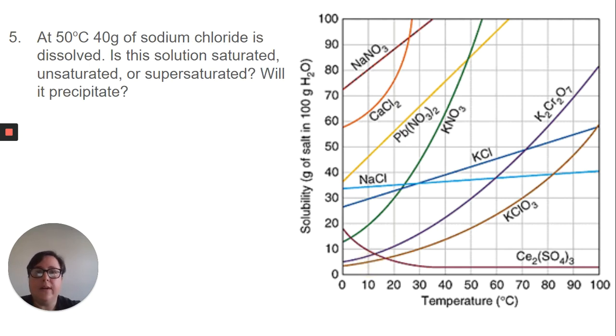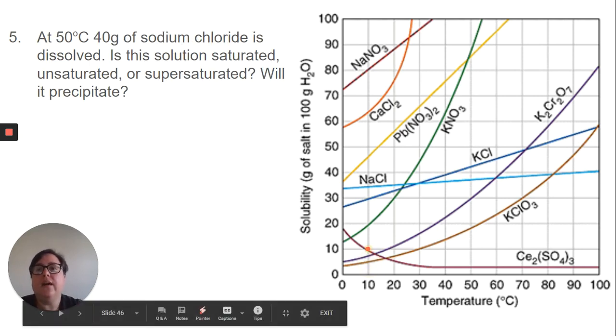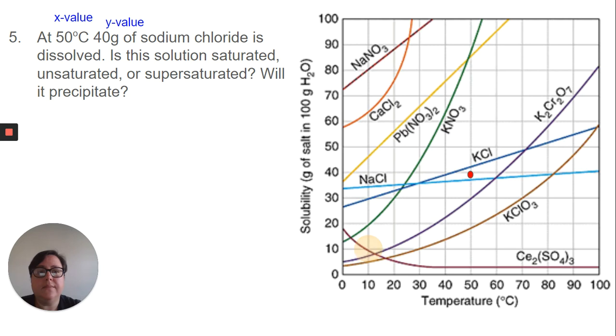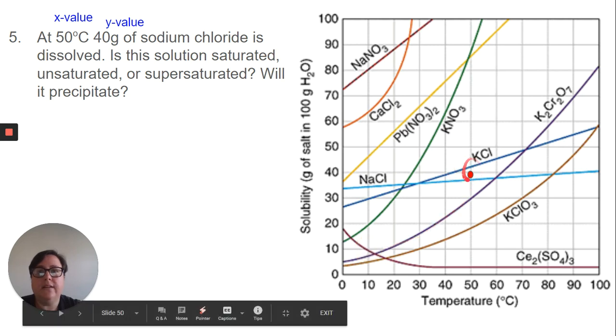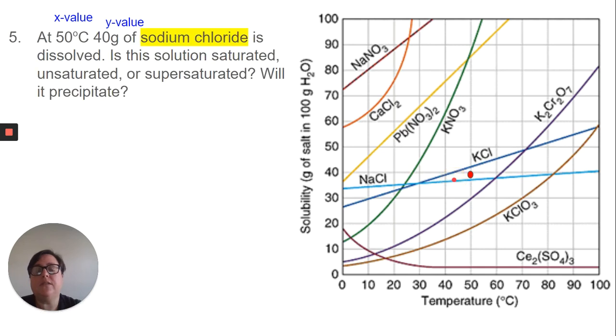Our last type of question, we are given an X value and a Y value. So we're going to plot the point, and it's right here. Then we're going to look and see what substance are we talking about. We're talking about sodium chloride. So we're going to take Na and Cl and cross our charges. And so we're looking at this light blue line right here.